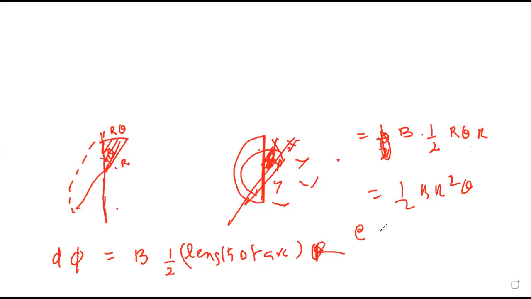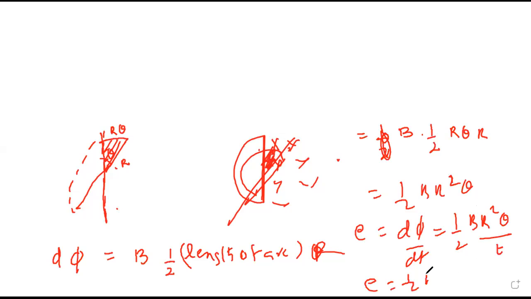Therefore, EMF is change in flux upon time, which will be half B R square theta upon time T. Theta upon T is omega. So half B R square omega. I hope you followed till EMF formula. Half B R square omega. Yes, sir. Okay, just solve this much.